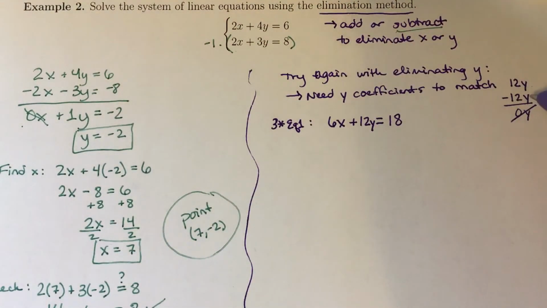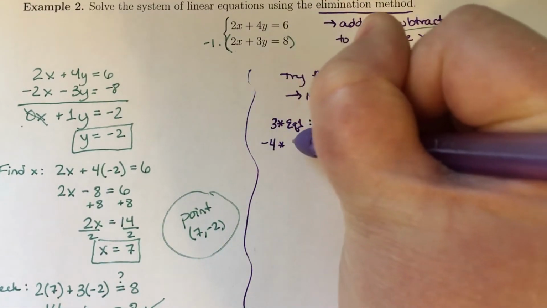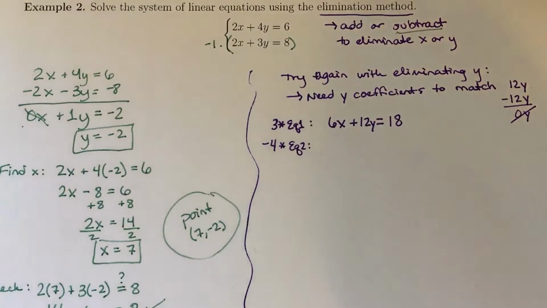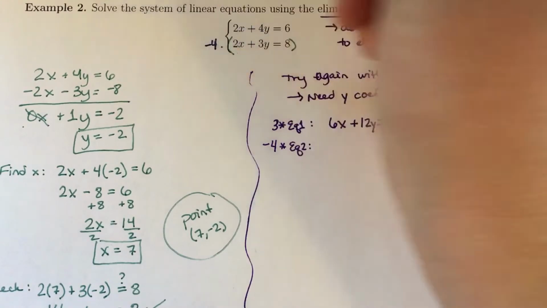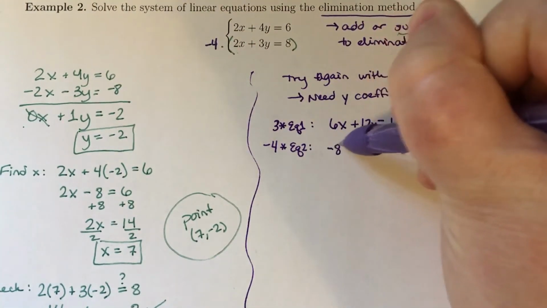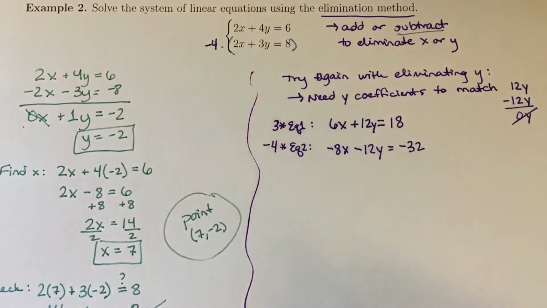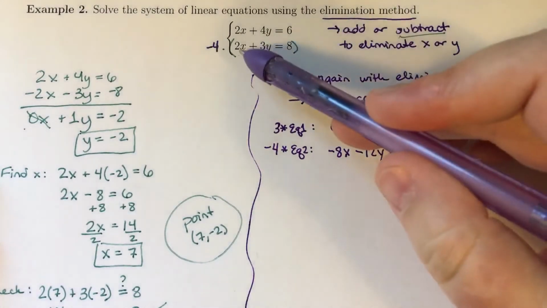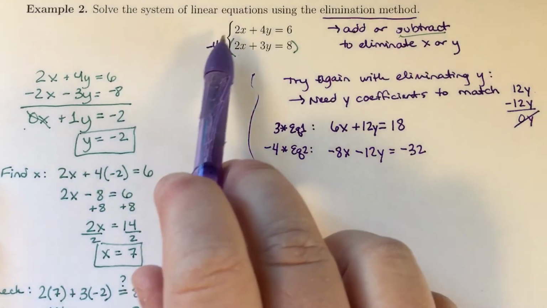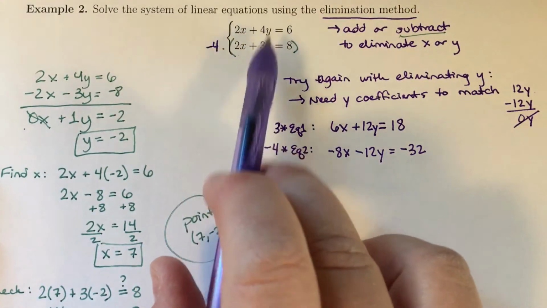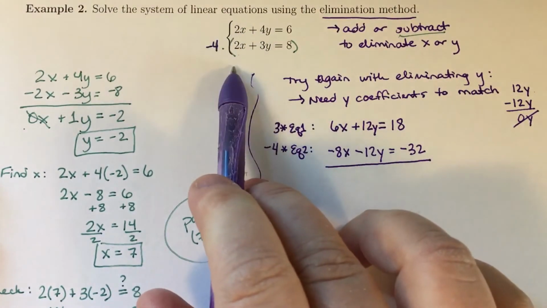Then if I want negative 12y here, I need to multiply the second equation by negative 4. So negative 4, and it might help to even write it up here. Negative 4 times this. It's going to be negative 8x minus 12y equals negative 32. So I took everything times negative 4. You can tell already this was a lot harder than this one, right? They set it up to make it easy to eliminate x and to make it hard to eliminate y. But we need to know both ways because it's not always going to be handed to us that x is easier.